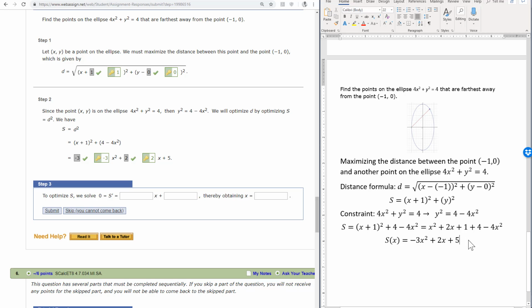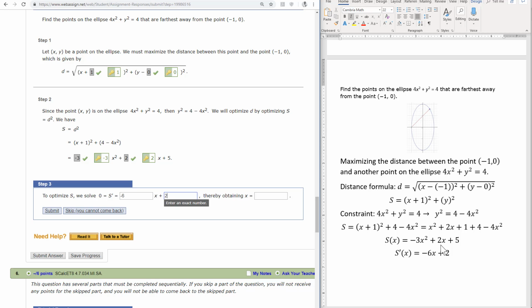And the derivative of this is fairly easy because it's just a second degree polynomial. So this is going to be a -3 times 2. That's -6x. We bring down the 2, and then you subtract 1 from the power. And then we have a 2, and then the 5 is a constant, so that goes away. So we have -6x plus 2.